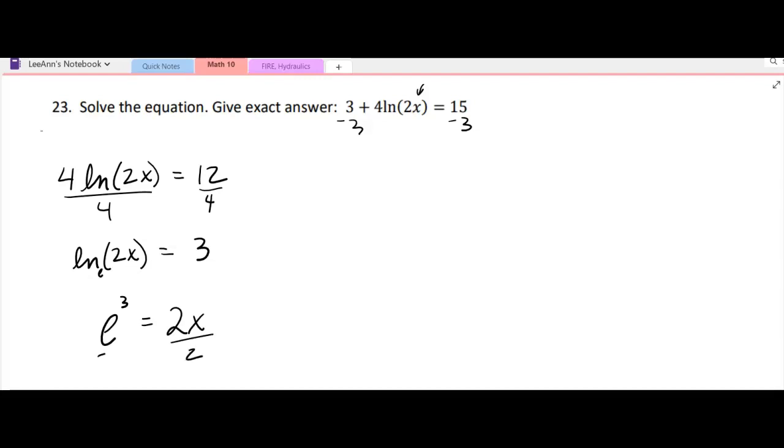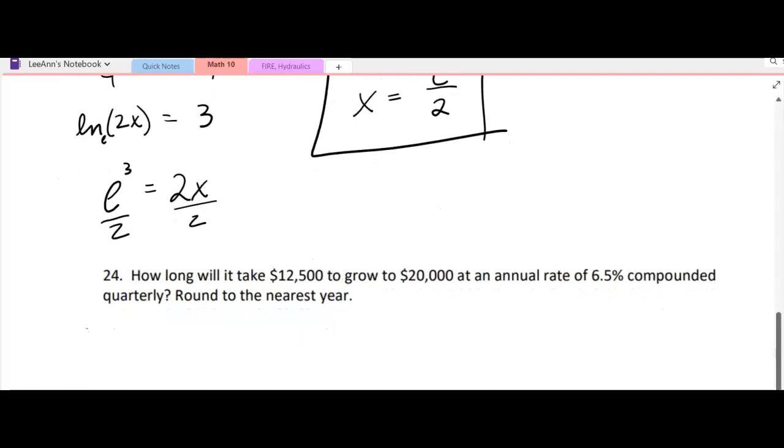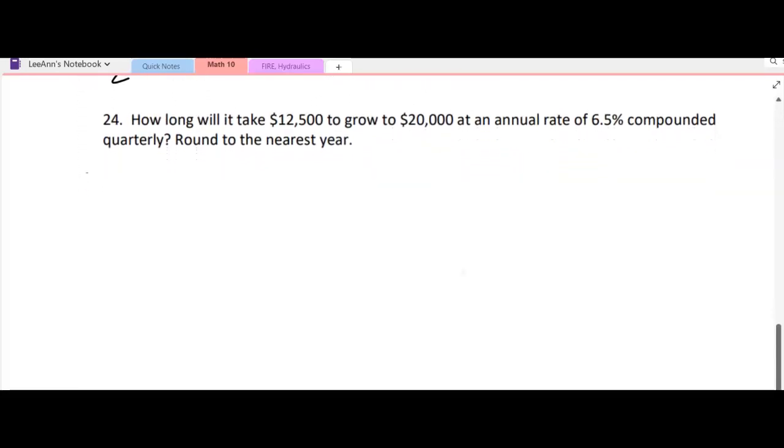Divide by 2. Remember, we're looking for an exact answer here, so we're not going to get a decimal approximation. e cubed over 2. You could put that in a calculator and get a decimal approximation, but they ask for an exact answer. So that's the answer. Now those really aren't too bad after you do a couple of them, hopefully.